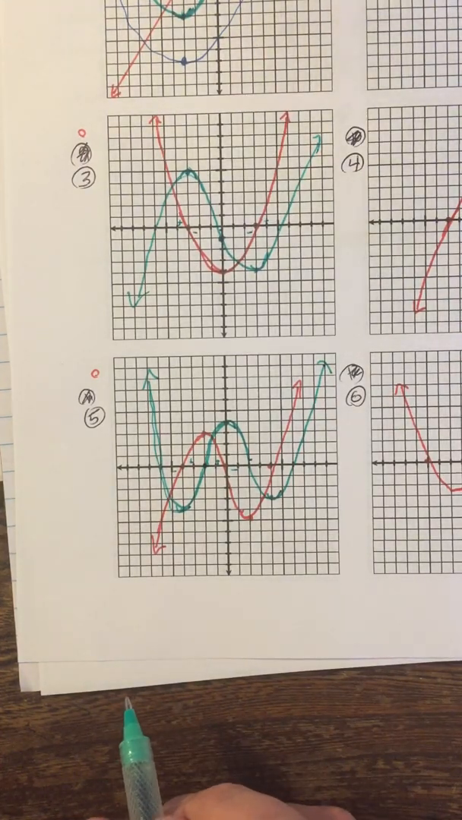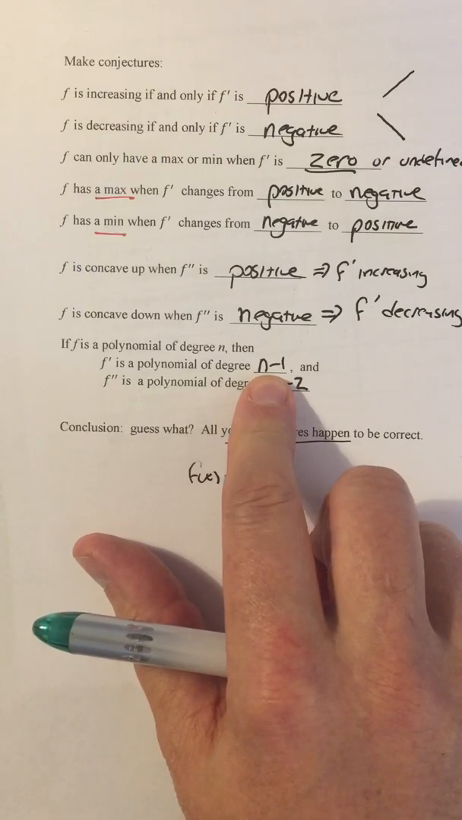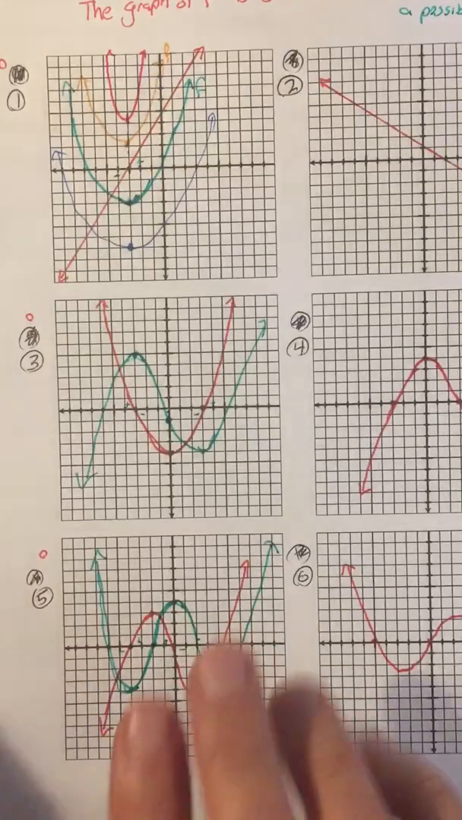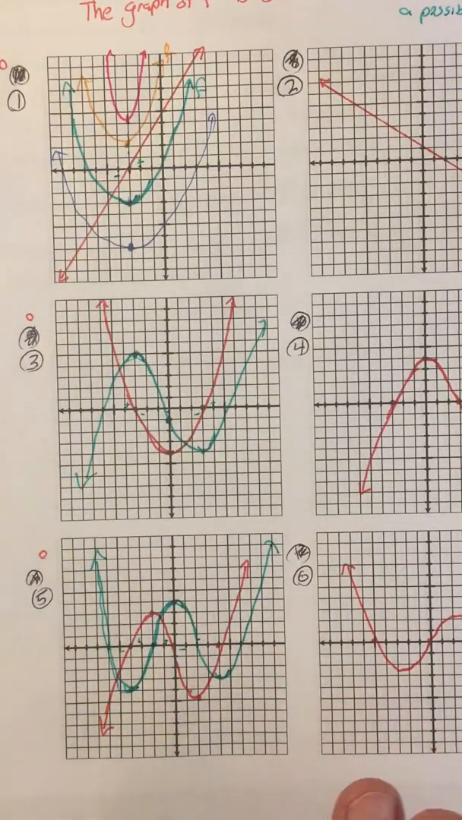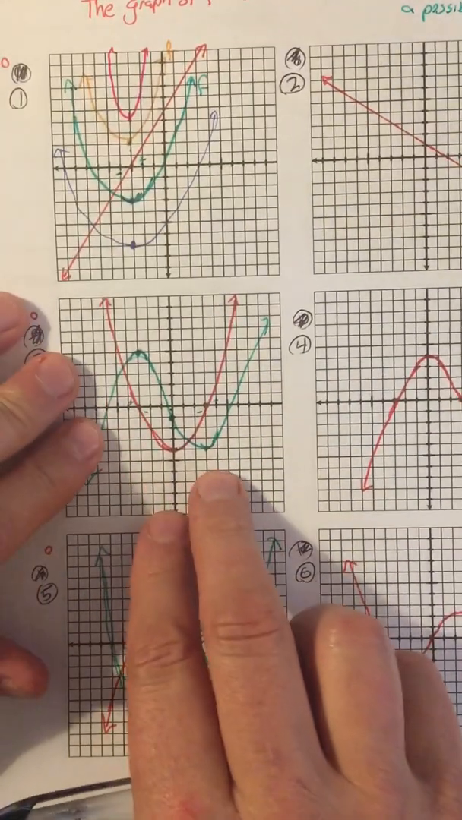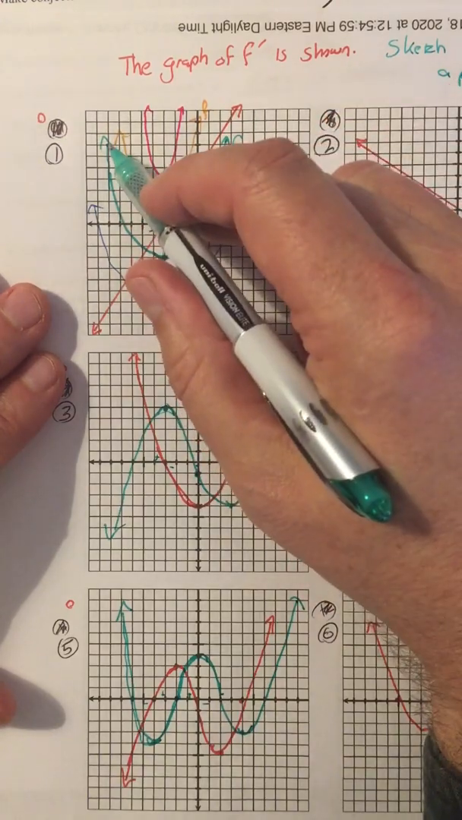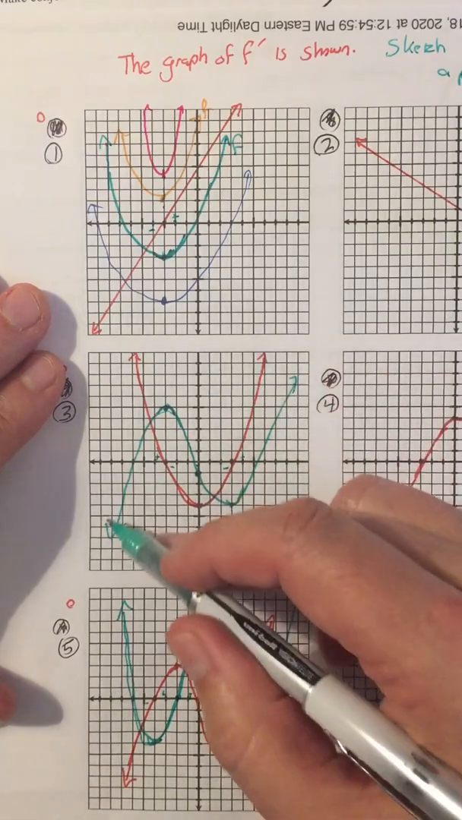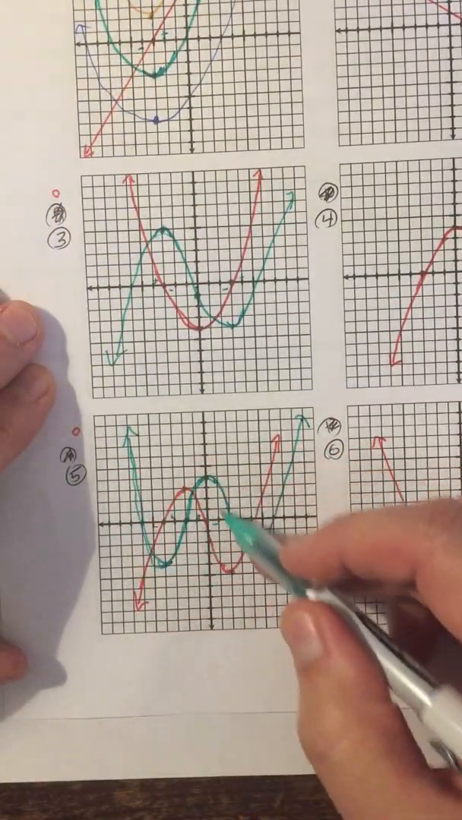Here's another useful guideline. Do you remember how we said that if f prime is a polynomial of degree n minus 1, then f is a polynomial of degree n? So that means that f is always a degree higher than f prime, assuming f prime is a polynomial, which these graphs look like polynomials, so let's treat them like polynomials. This one's linear, so f prime is linear, f is quadratic. F prime is quadratic, f is cubic. F prime is cubic, f is quartic.